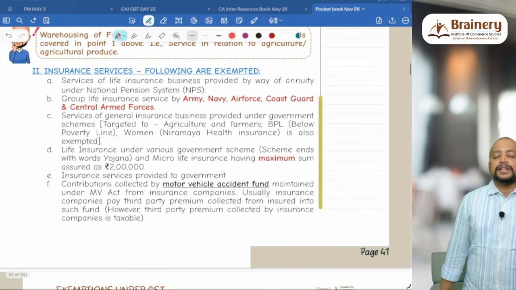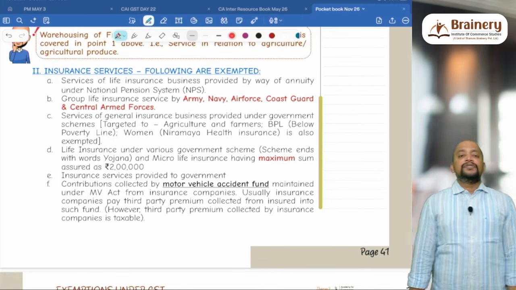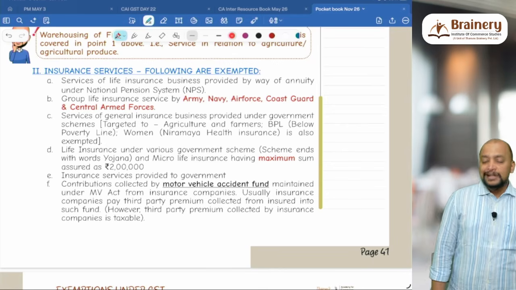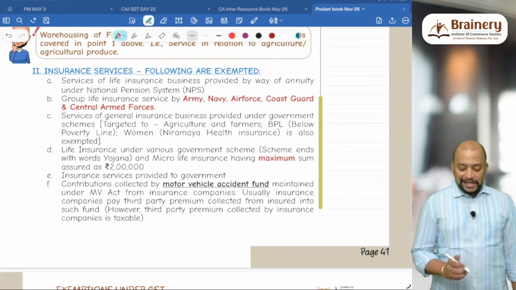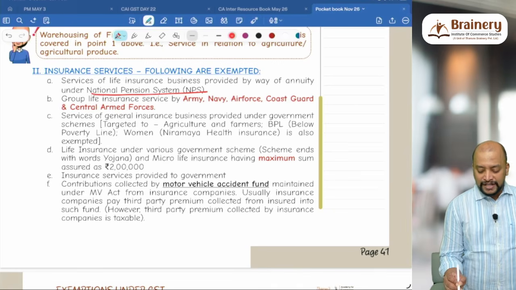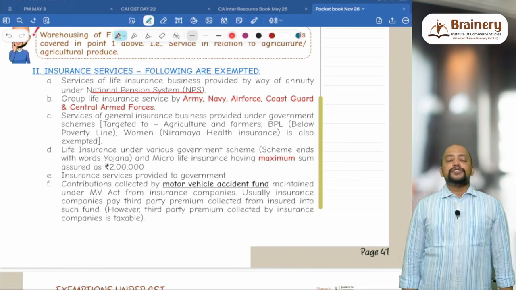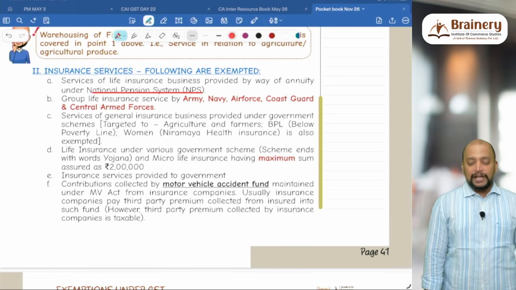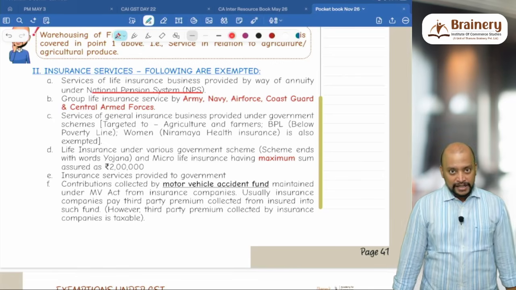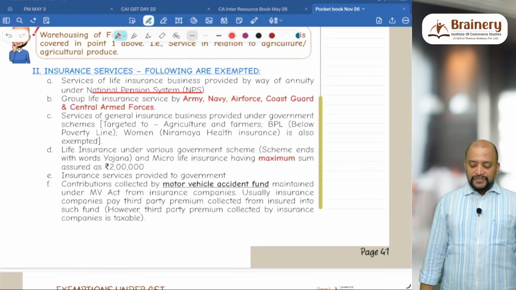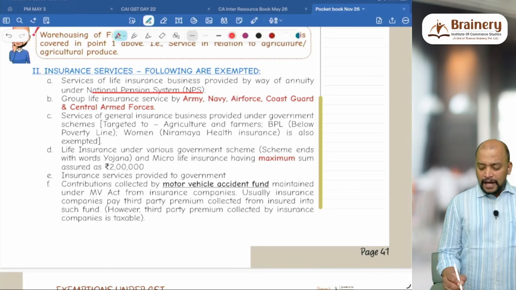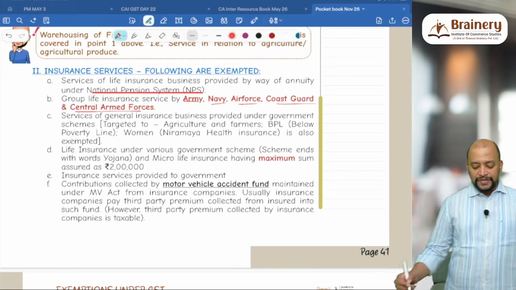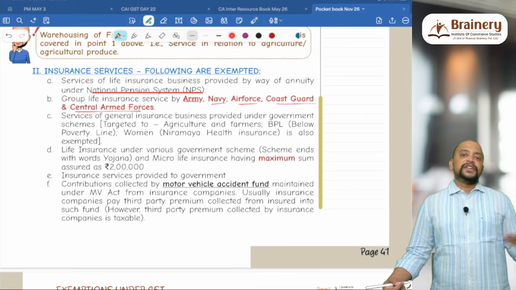Then insurance services. Point number 1, service of life insurance business provided under the National Pension System Trust. If they collect any amount of premium, that is exempted. Just remember National Pension System Trust. Then group life insurance services. Only Army, Navy, Air Force, Coast Guard and Central Armed Police Forces. So these group insurance funds are only exempted. Army, Navy, Air Force, Coast Guard, Central Armed Police Forces. But other group insurance funds will be taxable.